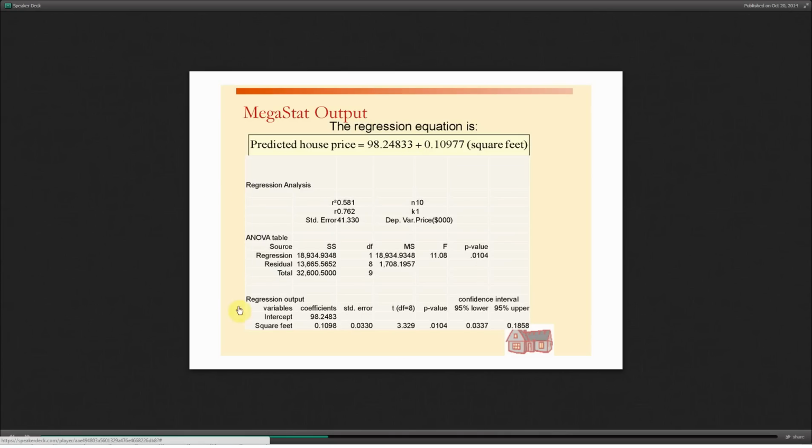You'll see that Megastat gives a regression analysis output, with a whole bunch of things like r squared, the r, the standard error, and an ANOVA table. The important part is the regression output, which tells us about the coefficients, the confidence intervals, and things like that. We get the equation with the estimates. Again, this is not the population intercept. It's the estimate for the population intercept, what we call B0, not beta 0, and the estimate for the slope, which is B1, not beta 1. By convention, we call them that.